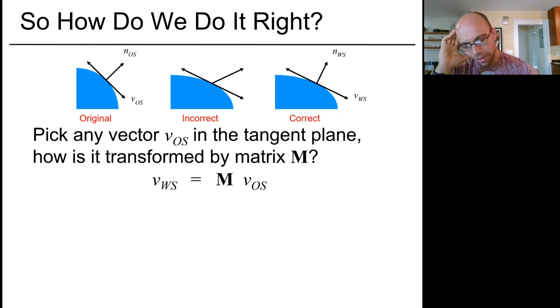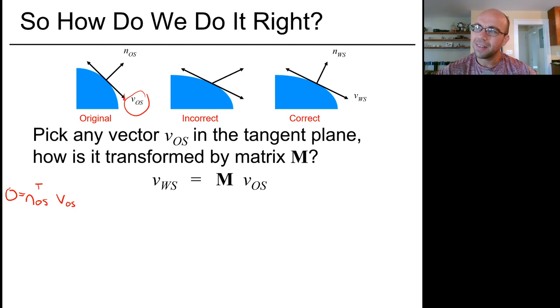Okay, so how can I go about this? Well, let's take a vector in the tangent plane rather than a normal vector. And we can write that as v in object space. Remember that a tangent plane vector is just barely grazing the surface. So, by definition, the tangent plane is given by the locus of vectors that are perpendicular to the normal. So I can write that the normal in object space, dot product with a vector in object space in the tangent plane, should equal zero.